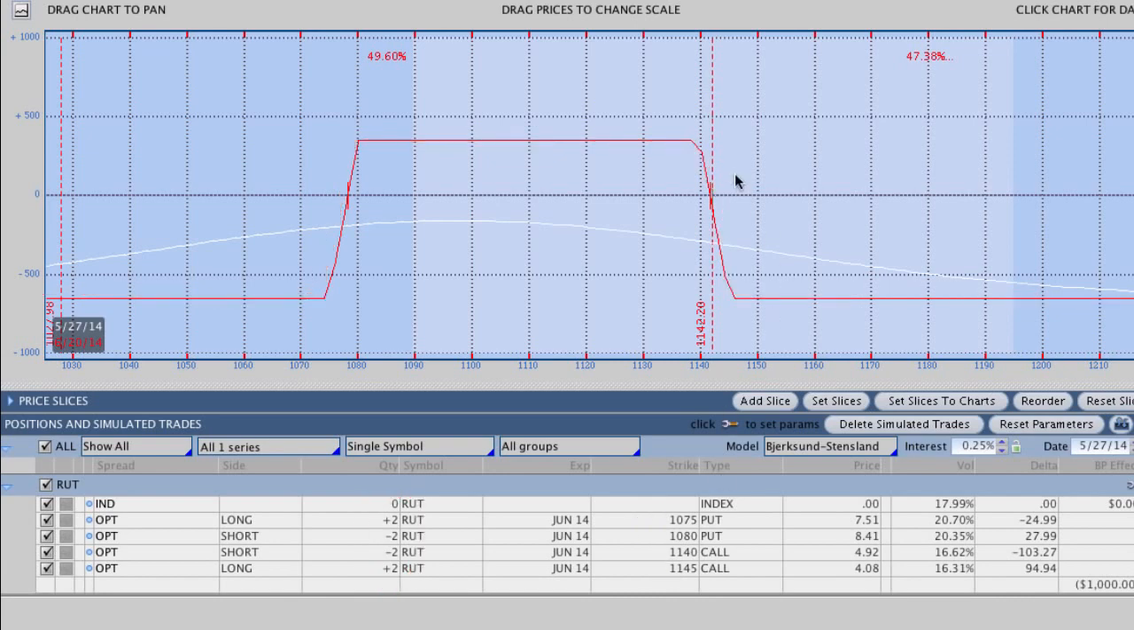Now, obviously the market is starting to really test that call side. It's trading at 1142. Our first strike is at 1140.